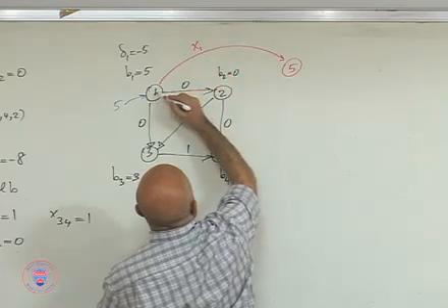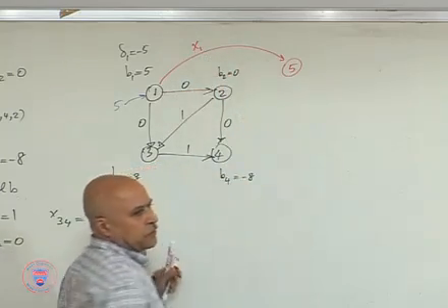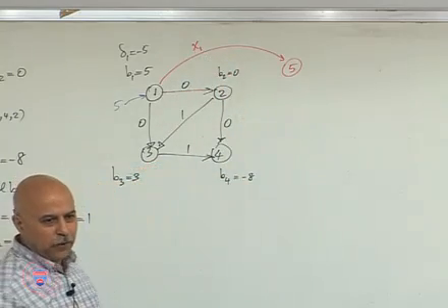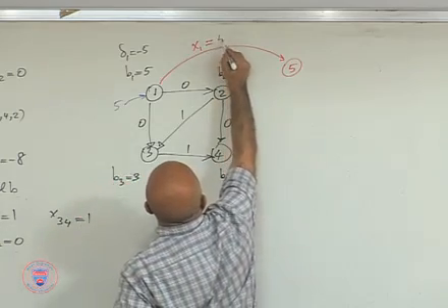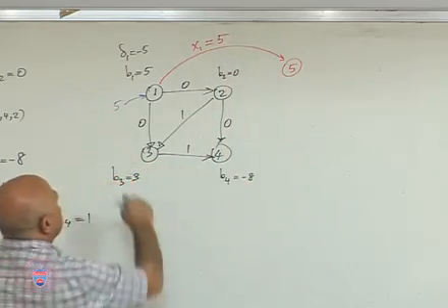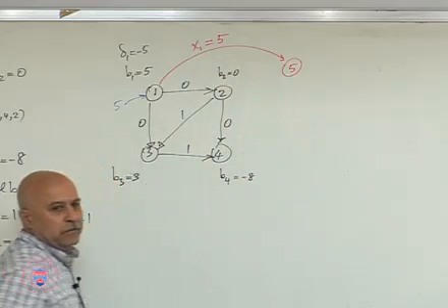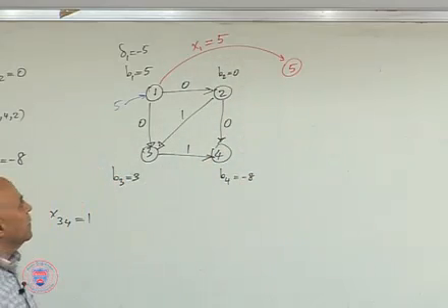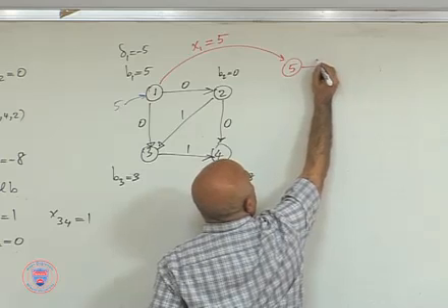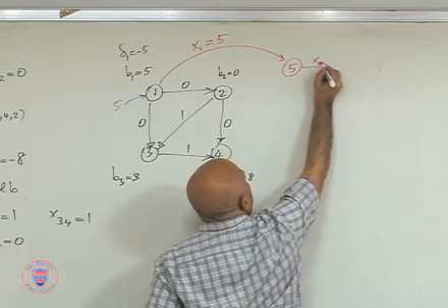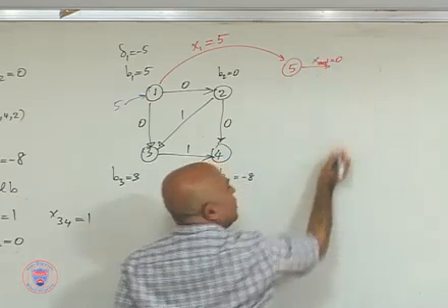This is x1 because it joins 1 to 5, or call it x15, whatever you want to call it. And it's of course going to be equal to +5. 5 coming in, 5 coming out. That's it, okay? There's also a root here, which is going to have 0, okay?